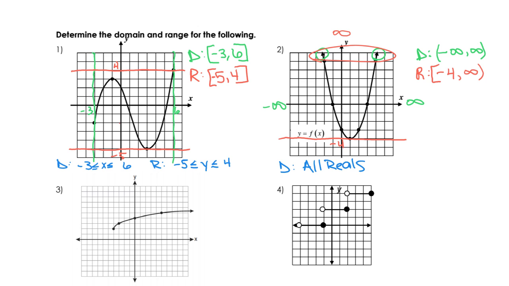And so that's what all real means. All reals is all real numbers. Okay. And for our range, it's a little bit tricky, so bear with me.